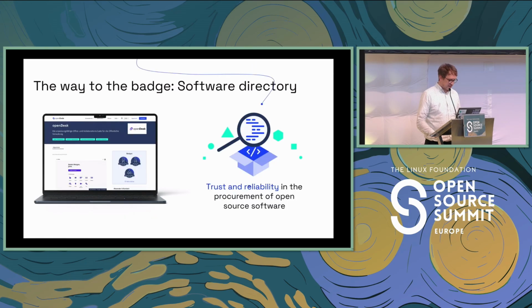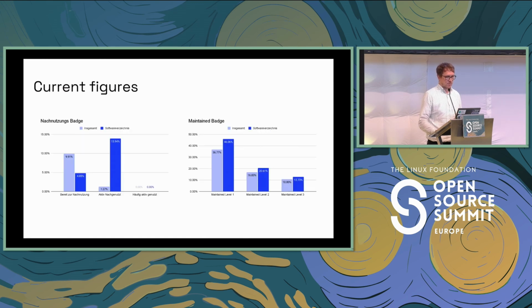And the next important step is how to get the badges out there and bring them to the people on the procurement side. So this is where the software index comes into place. In the software directory, you find on each of the projects that are within there these criteria and can identify that this is sufficient in this place. To give some current figures, it's a bit of a German-English mix, but I tried to translate it. On the left side, it's the reuse badge. So we have already around 14% of the software having a reuse badge in place.